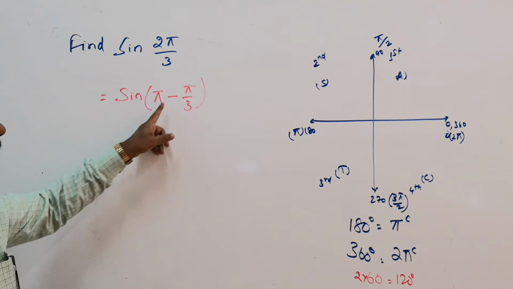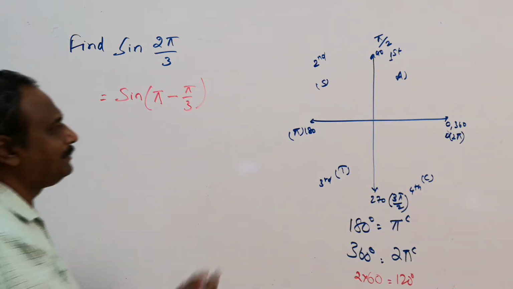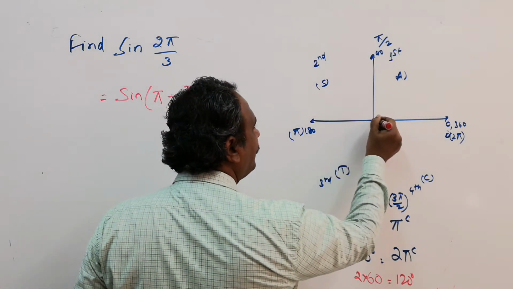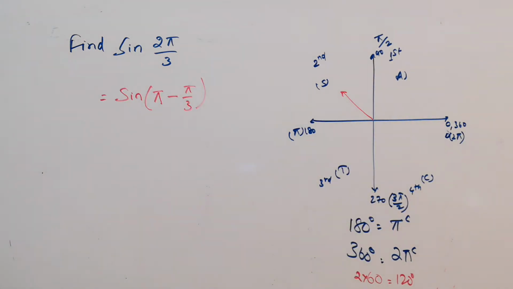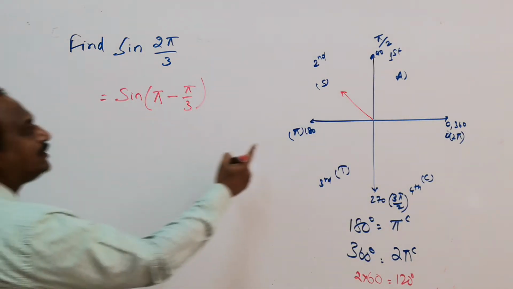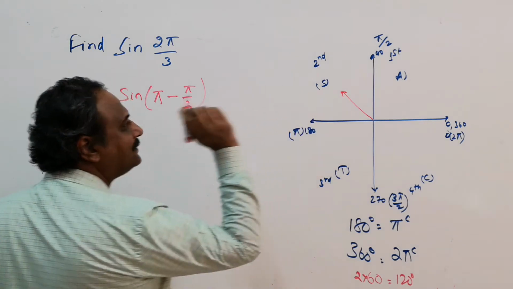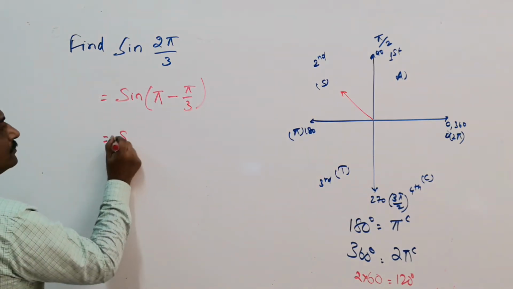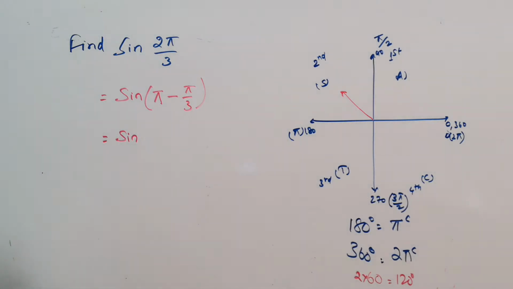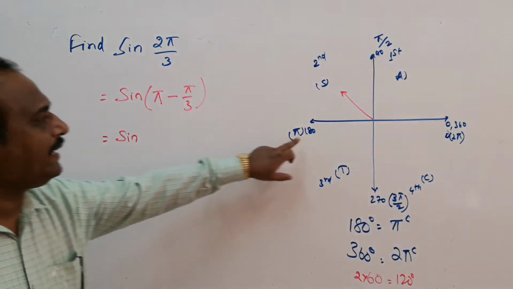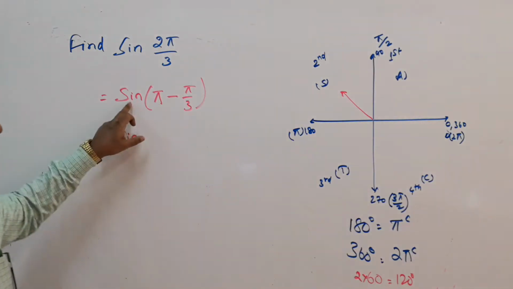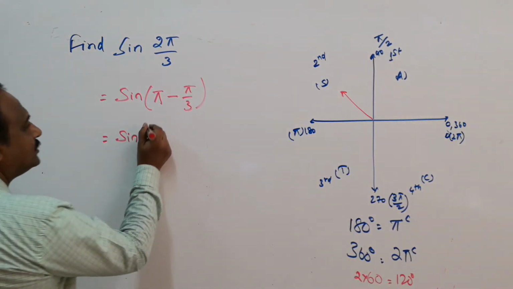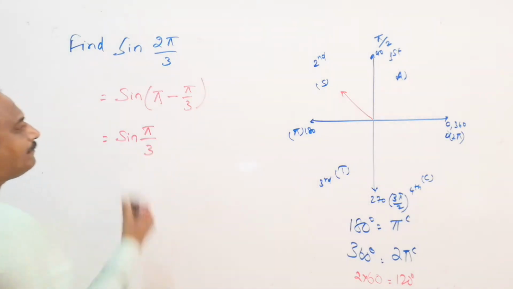Now, what is the value of sine of pi minus pi by 3? This will be in the second quadrant. In the second quadrant, we said sine is positive. So sine will be sine. For 180 degrees, we said there is no change. That means for pi, there is no change. Sine will be sine, so this is sine pi by 3.